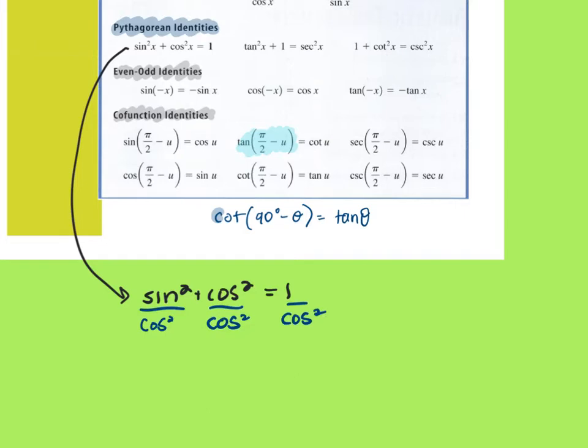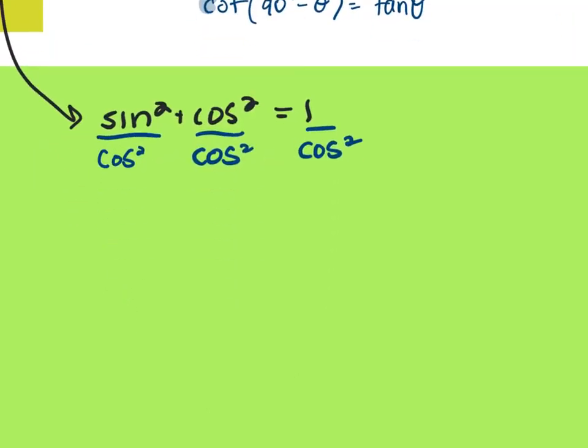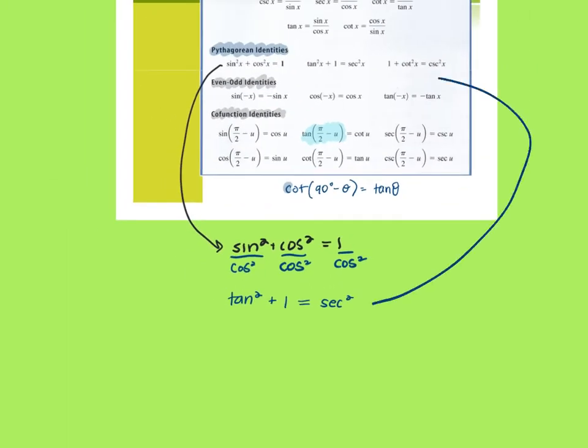what is sine over cosine? Tangent. So this becomes tangent squared. What is cosine over cosine? 1. And what is 1 over cosine? Secant. So this would become your second one.